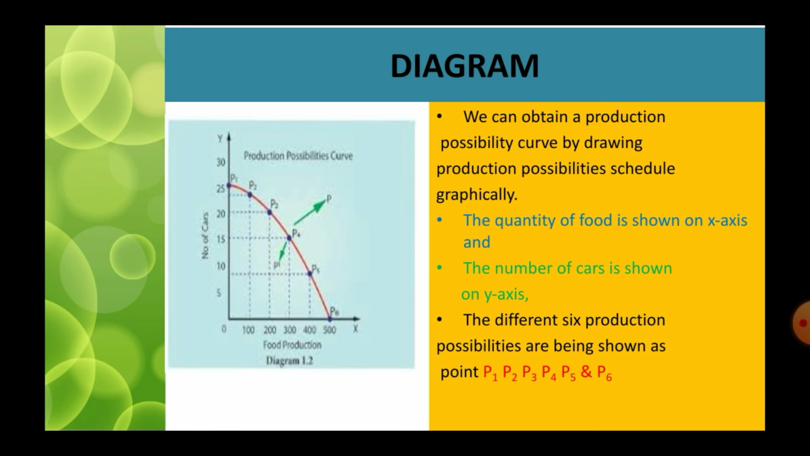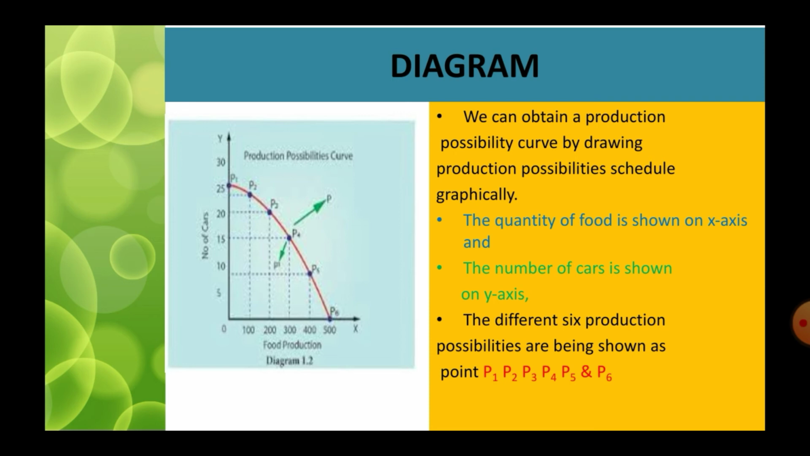So for example, if society is producing at point P4, that is the midpoint P4, then it can increase the production of food keeping the number of cars constant, or it can increase the production of cars keeping the food grain output constant. So it cannot increase both the goods of output simultaneously.